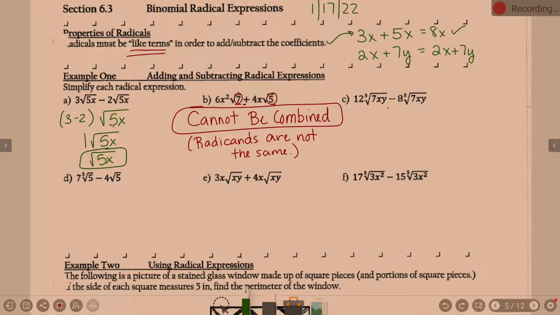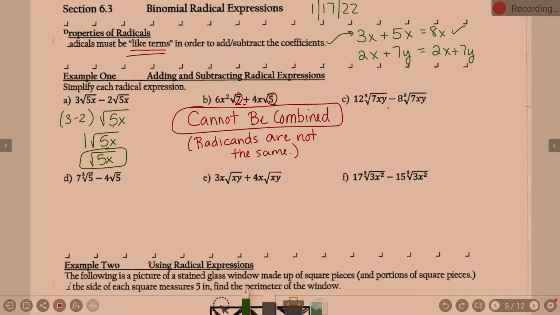Okay, we ready for C? Sure. 12 cube root 7xy minus 8 cube root 7xy. Guesses? I'll call them just that right now since we're still learning. Jocelyn? You take 12 cubed minus 8 cubed, and then you do the same thing you did on the first one. Okay, except those threes aren't on the 12 and 8. Those are cube roots. Otherwise, I think I would agree with you.